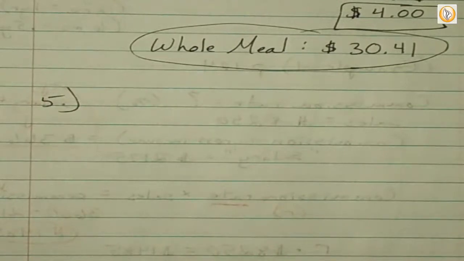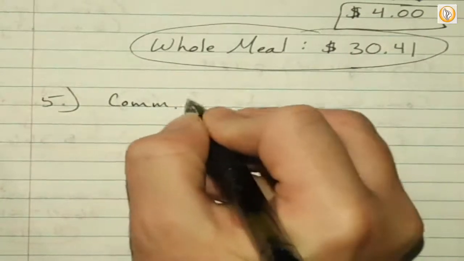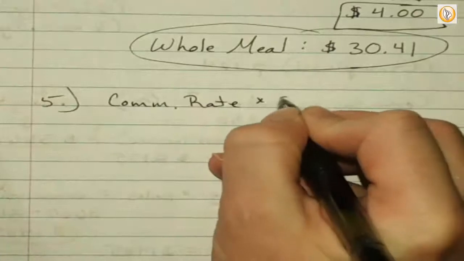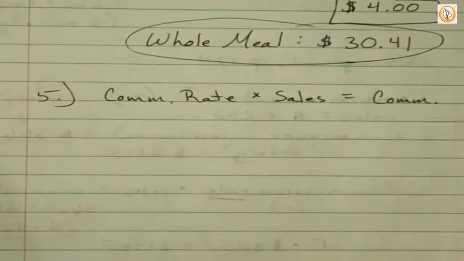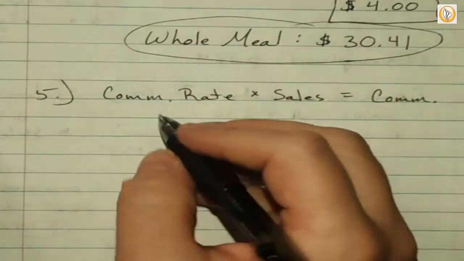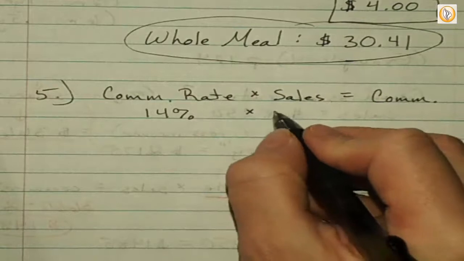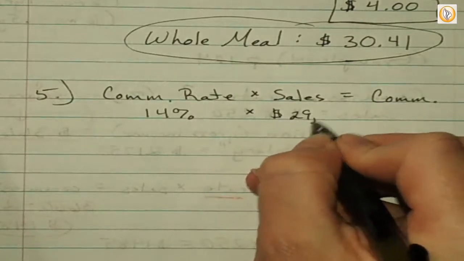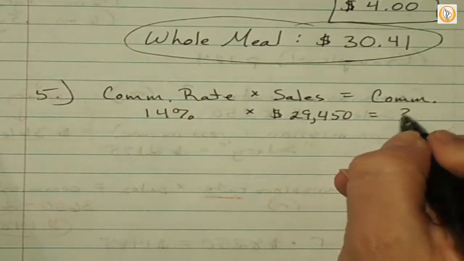Here we're doing sales, rate, and commission. It says round sales to the nearest dollar and rates to the nearest 0.1%. So for number 5, we're using this formula: commission rate times sales equals commission. They told us that the commission rate is 14%, and they gave us sales of $29,450, and we need to find the commission.